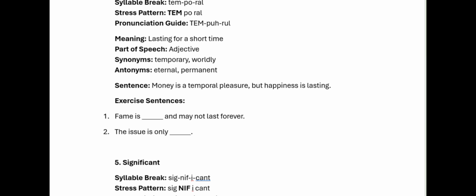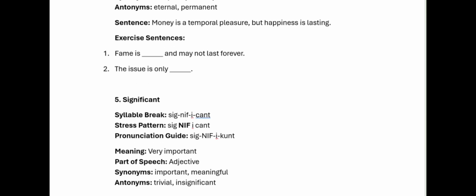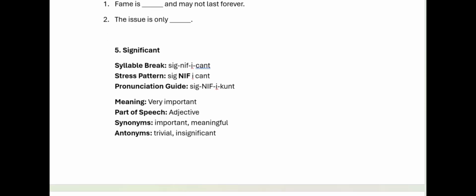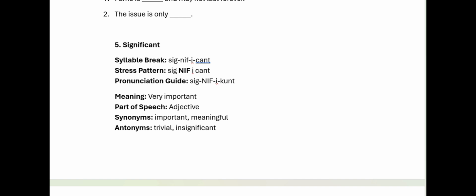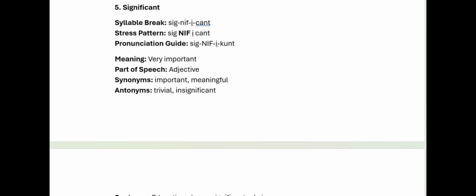Word 5. A very common and most important word, significant. A 4-syllable word, stress on the second syllable, nif. Pronunciation guide is significant, C to K sound. Significant is something very important. It is an adjective. Synonyms are important or meaningful. Opposite words are trivial or insignificant. Don't say unsignificant. It is insignificant.